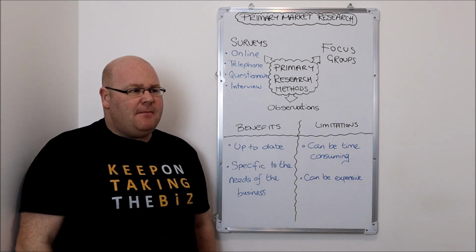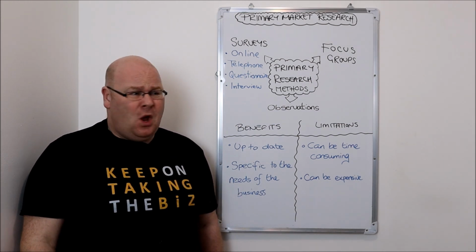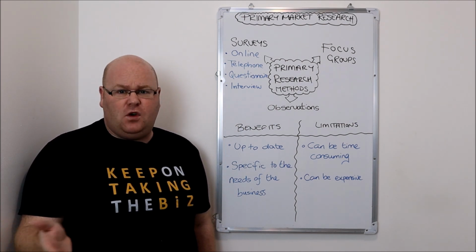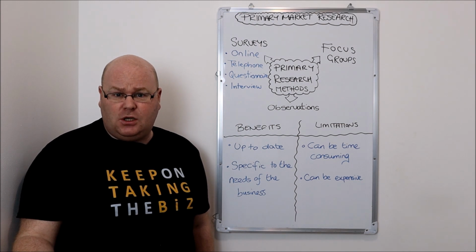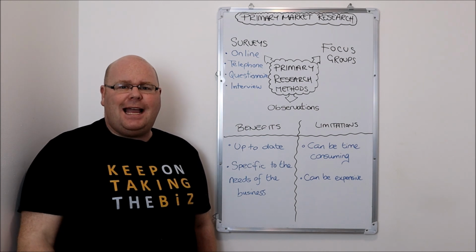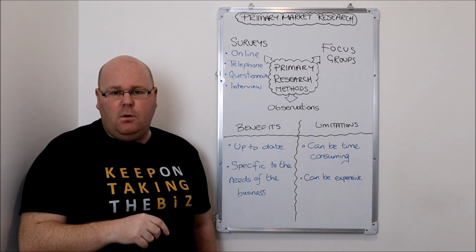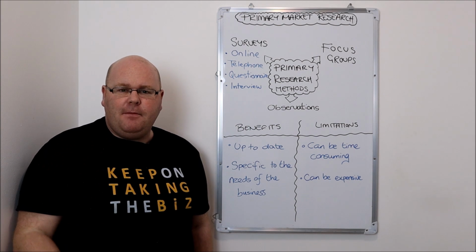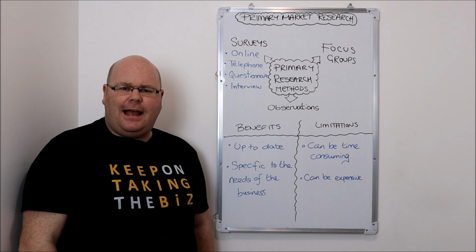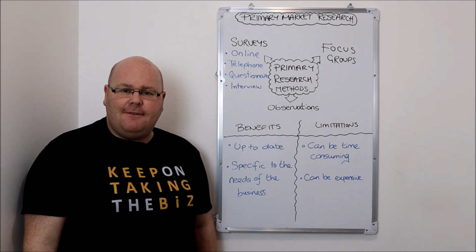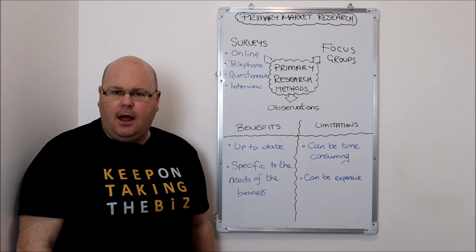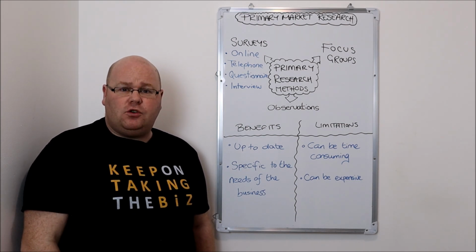We're not looking at information that might have been collected months ago or years ago, and so trends and tastes and fashions could have moved on, which means the information we're looking at is no longer relevant. With primary market research, the information that we are looking at is going to be of the moment. In addition, the information we collect is going to be specific to the needs that we have as a business. When we're collecting the information ourselves, we can decide exactly what is going to be asked and what we are going to try and find out.